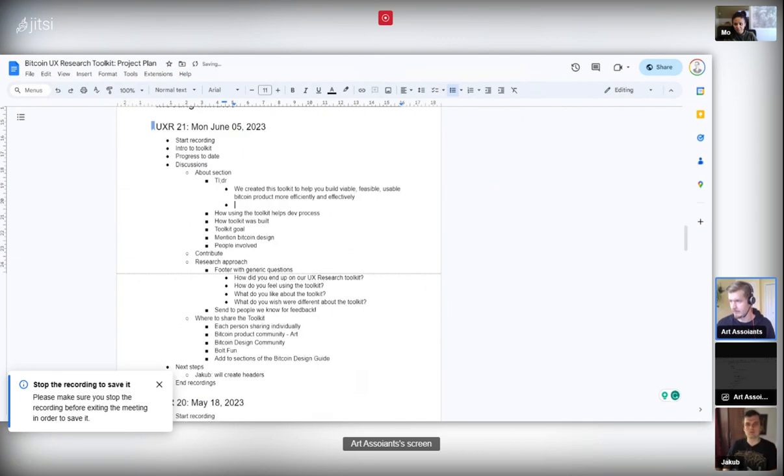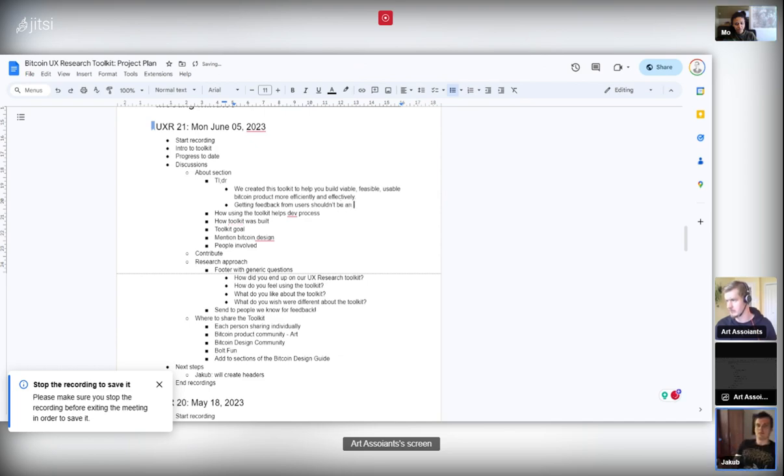TLDR. This is sentence number 1. Optional sentence number 1. Sentence number 2, something like: this toolkit is meant to be as easy to use as possible. Something along those lines. We want you to feel like getting feedback from users is an easy, simple process.